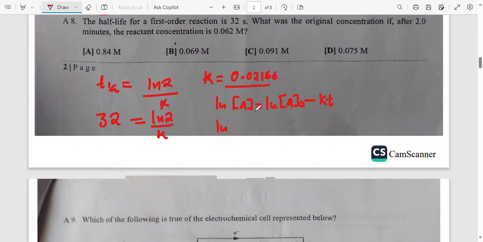So this will be natural log. The concentration which we are finding is 0.062, and this is going to be equal to natural log of the initial concentration. That is what we're trying to find. Then minus K, which is 0.02166, and then T here is the time. Time should be in seconds. So 2 minutes, that is 120 seconds, right? Like that.